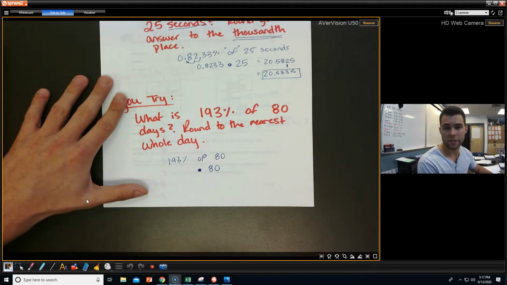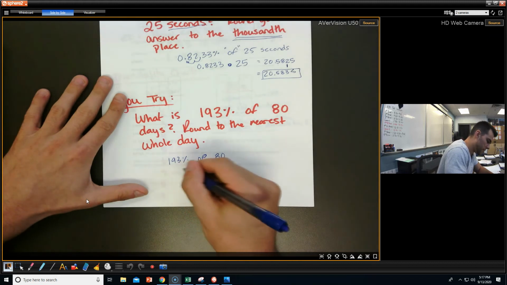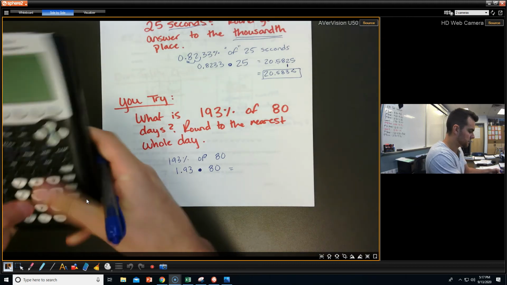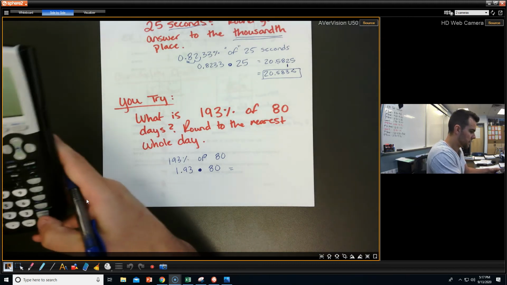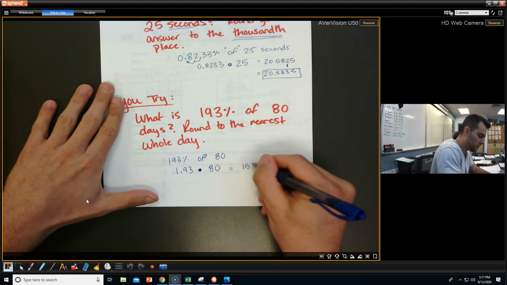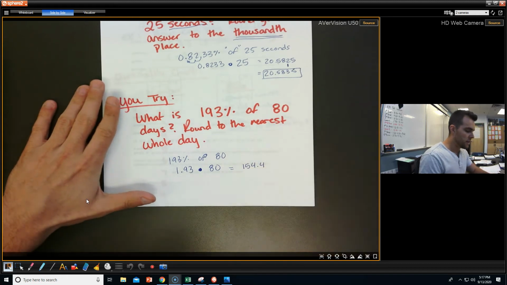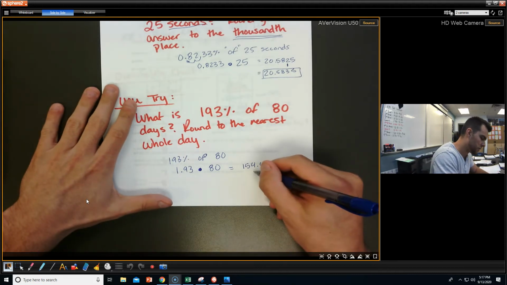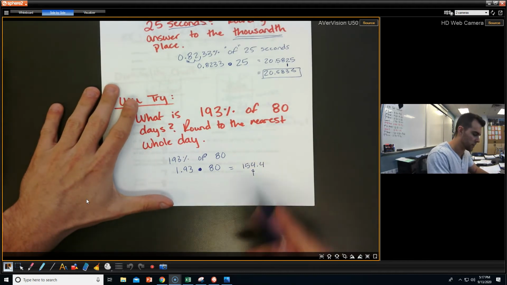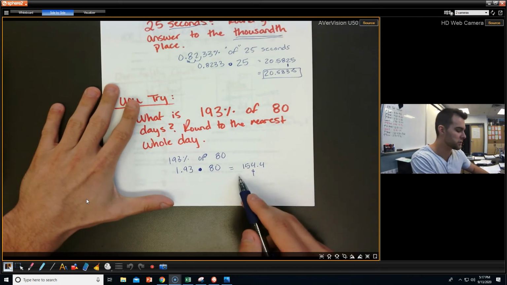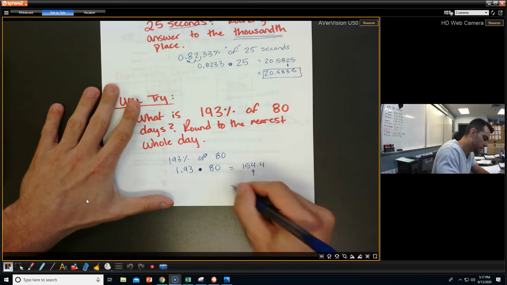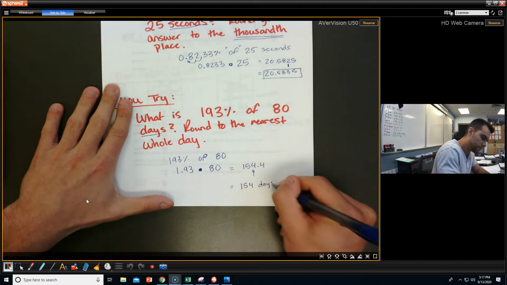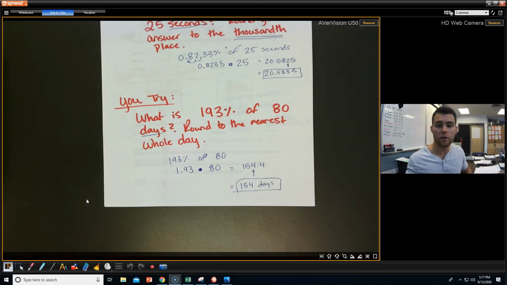And 193% as a decimal is 1.93. I multiply these guys, 1.93 times 80. I end up getting 154.4. And I want to round to the nearest whole day. So again, my whole numbers, that means round to the ones place. Here's my ones place. I'll look to the number on the right. It's less than 5. So I keep this as 154. And our unit was days. We are good to go.